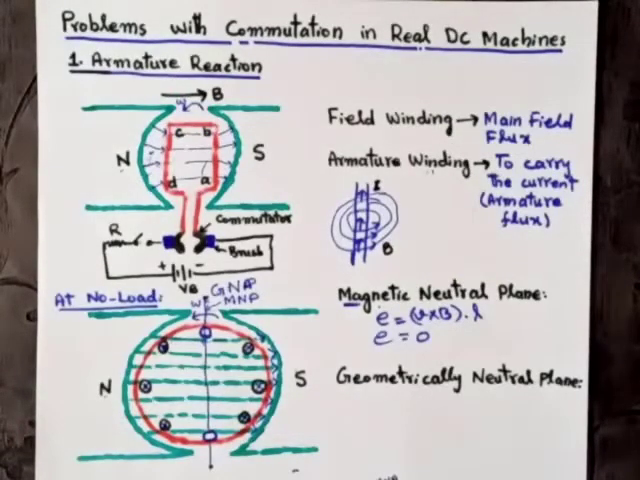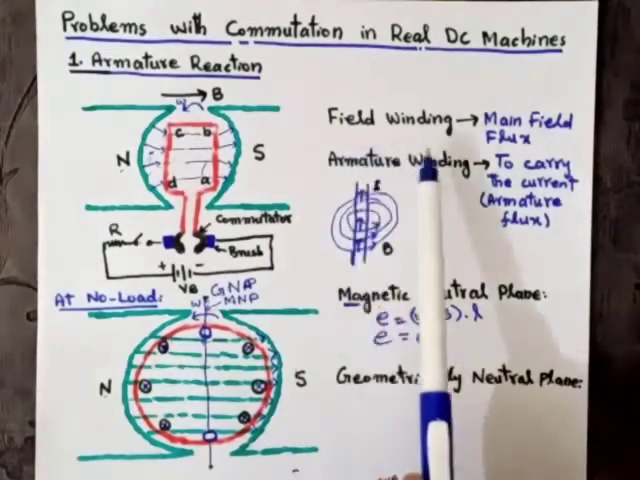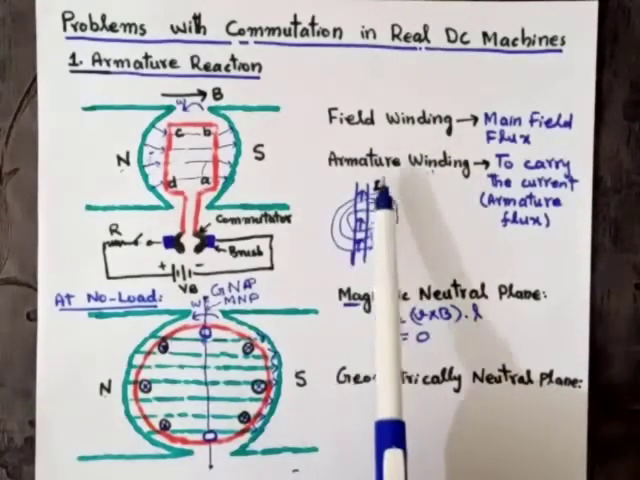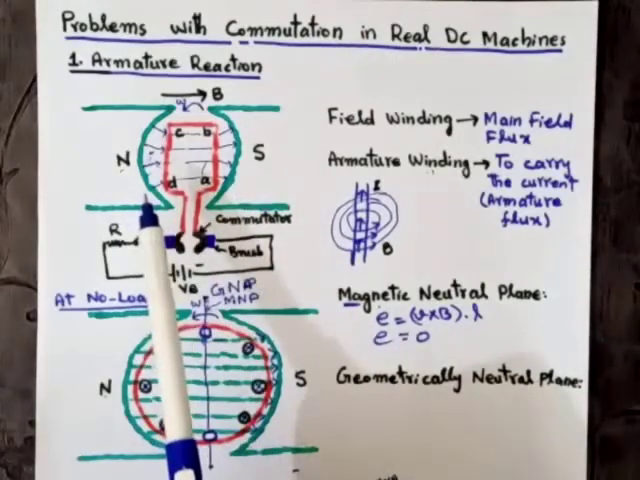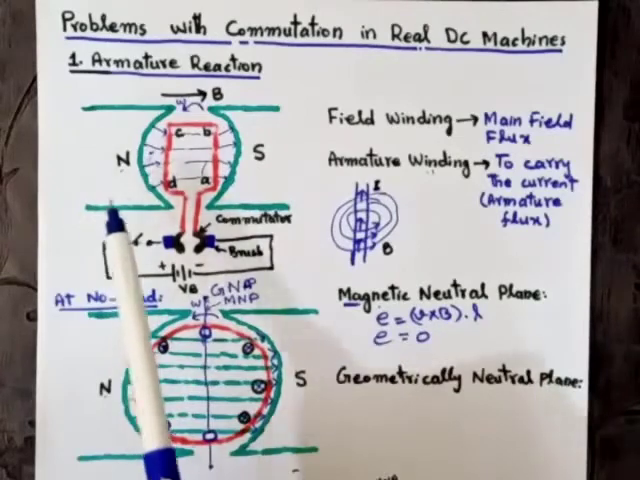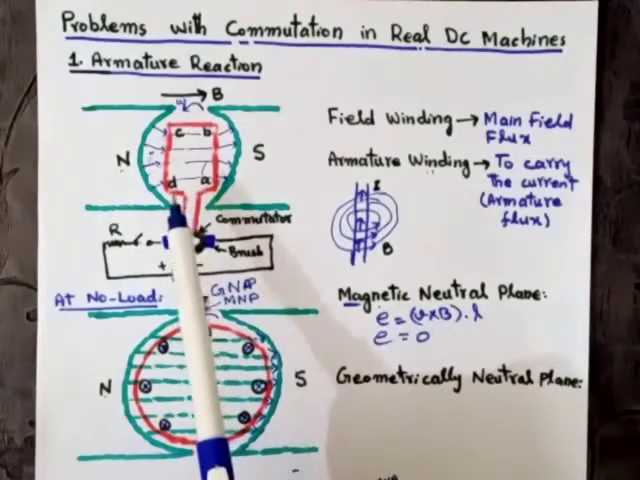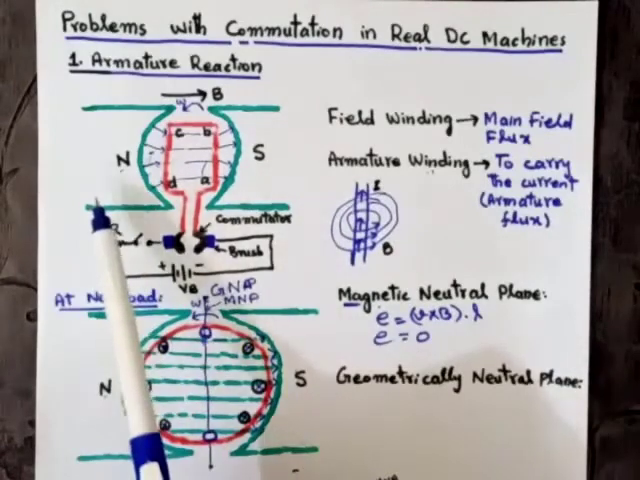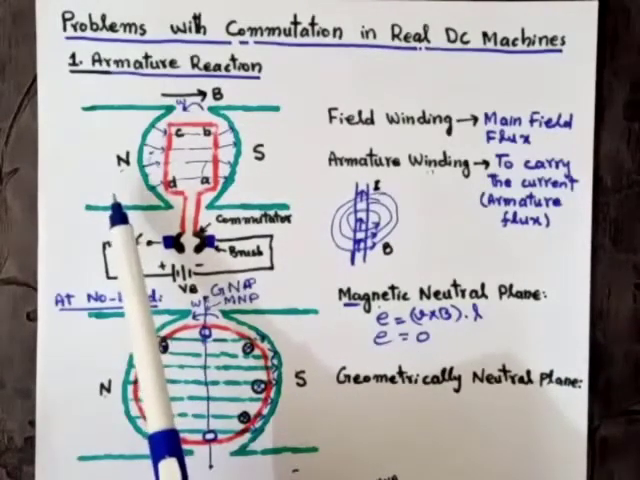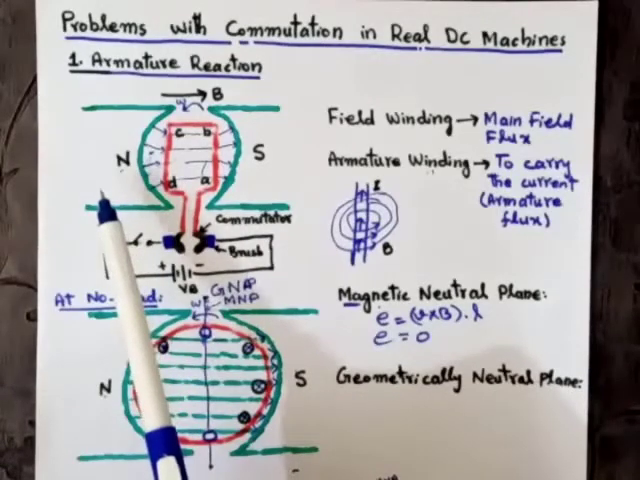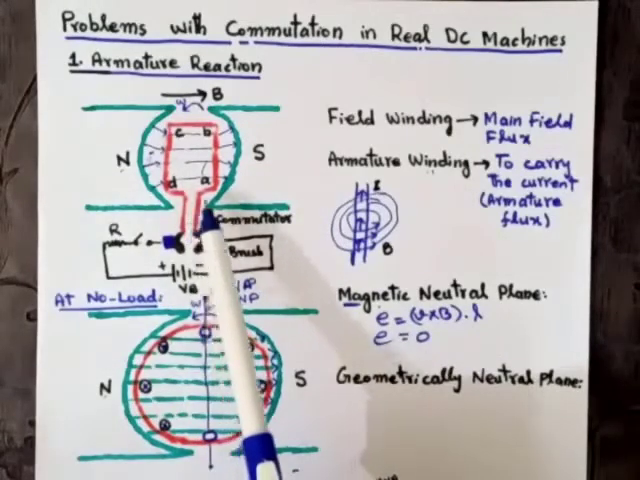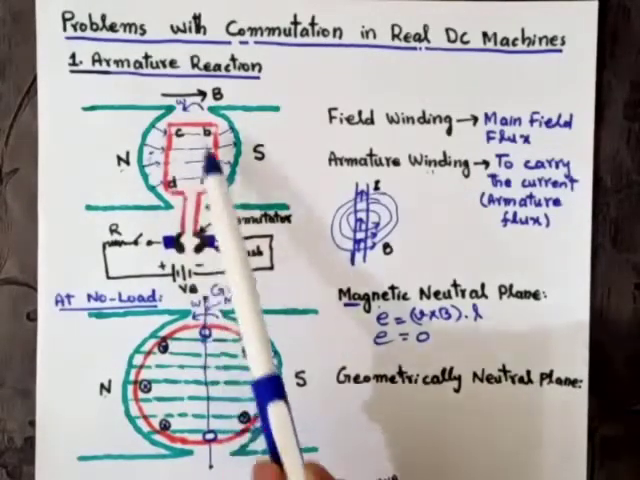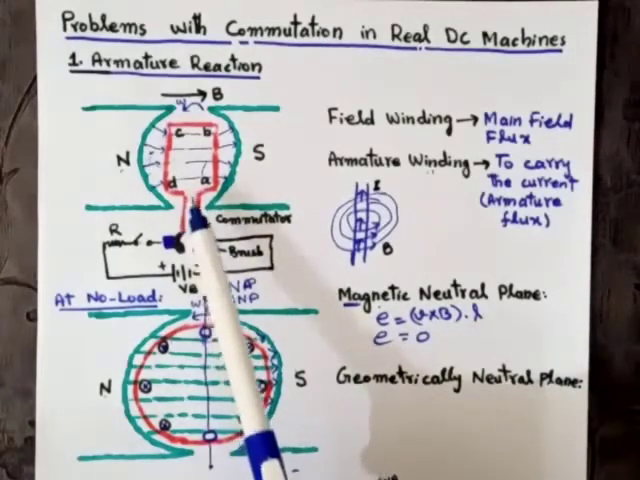In any DC machine, there are two types of windings. One is called the field winding and the other is called the armature winding. There are two main parts of the machine. One is called the stator and the other is called the rotor. The static part of the machine, here the north and south pole, is called the stator, and the rotating part of the machine, as you can see in this figure, is called the rotor.